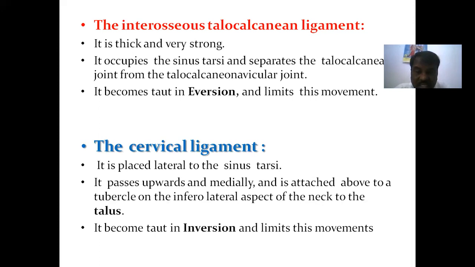Next, another ligament is the cervical ligament. Cervical means it is always attached to the neck of the talus. It is placed lateral to the sinus tarsi. It passes upwards and medially and is attached to the tubercle present on the inferolateral aspect of the neck of the talus. That's why we call it the cervical ligament. It is also important at the time of inversion, when it becomes very tight and limits the movement of inversion of the foot.